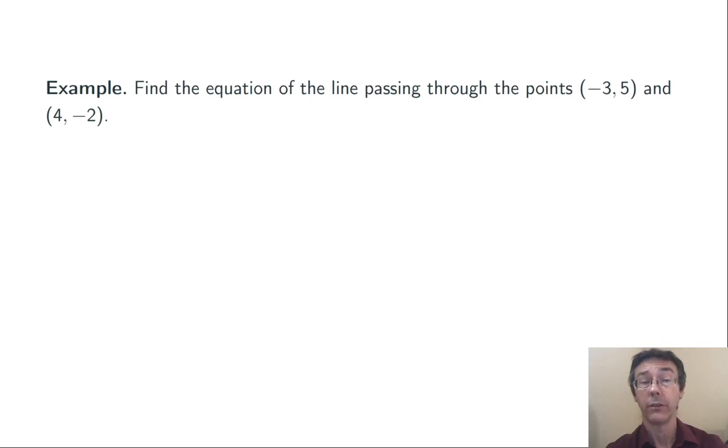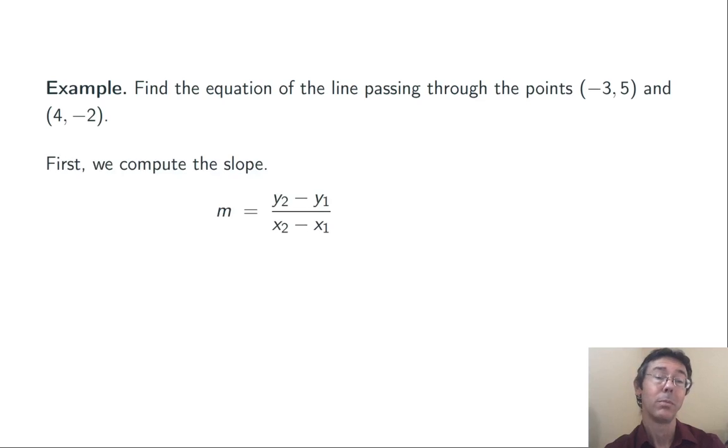Here's a slightly different example. Find the equation of the line passing through the points (-3, 5) and (4, -2). Here, instead of being given a point and a slope, I'm given 2 points. So the first thing I should do is to compute the slope by doing rise over run. In this case, I'm doing negative 2 minus 5 over 4 minus negative 3. All of that simplifies to give me m equals negative 1.